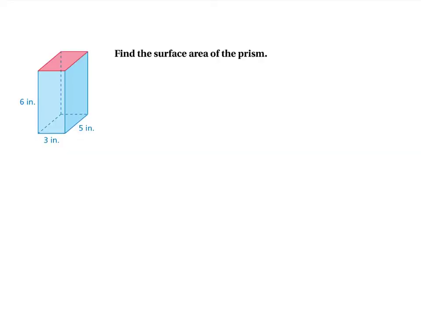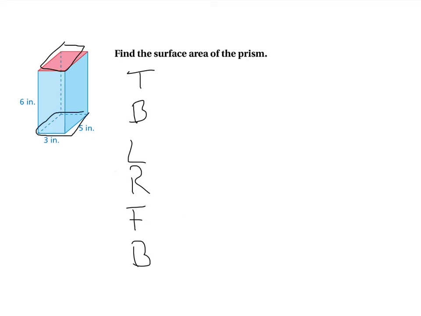Another example here, and again, you can do this a lot of different ways. I myself, I don't use the formula. I just go ahead and I understand I have a top and I have a bottom. They're going to be identical. I'm going to have a left side and I'm going to have a right side. And then I'm going to have a front and I'm going to have a back. The top is going to be this object right here. It's going to be the same thing as the bottom, and that's 3 by 5, which 3 times 5 obviously is 15, so I'm going to have 15 and 15.